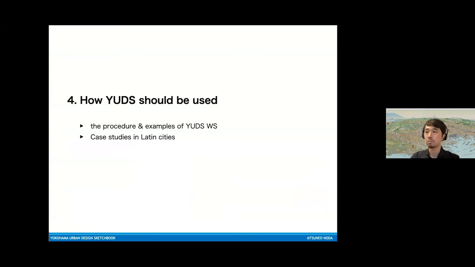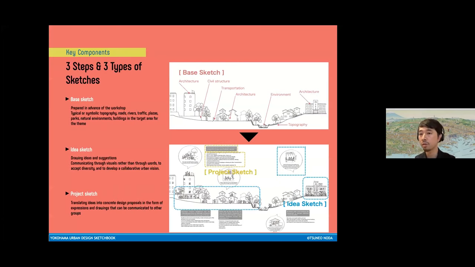So how this workshop should be utilized and how it works. As I have been explaining, there are three steps that you have to go through in conducting a sketch. First is the base sketch. The lower picture shows the complete version of the project sketch. But before that, we have a very simple base sketch. Of course, you can't really start with a blank sheet, but the base sketch shows the status quo, only showing the symbolic buildings and some environmental traits. It is a very balanced sketch to give room to exercise the imagination.